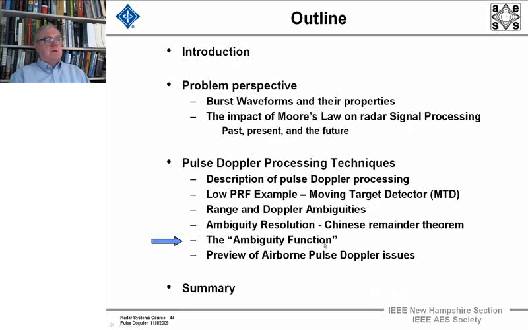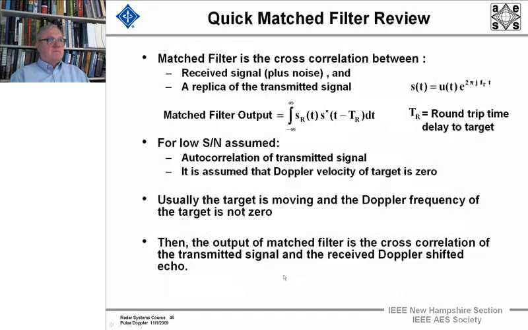Okay, and now on to the ambiguity function. The matched filter, let's quickly review matched filters. A matched filter is a cross-correlation between the received signal plus noise and a replica of the transmitted signal. Here's the transmitted signal, the round-trip time, and here's the matched filter output.